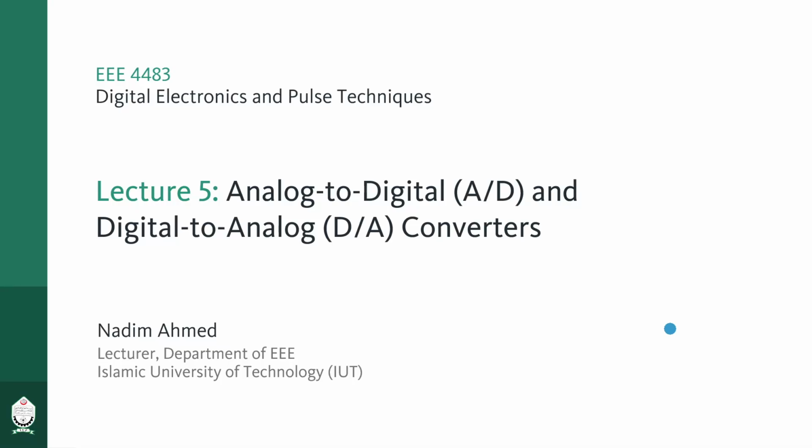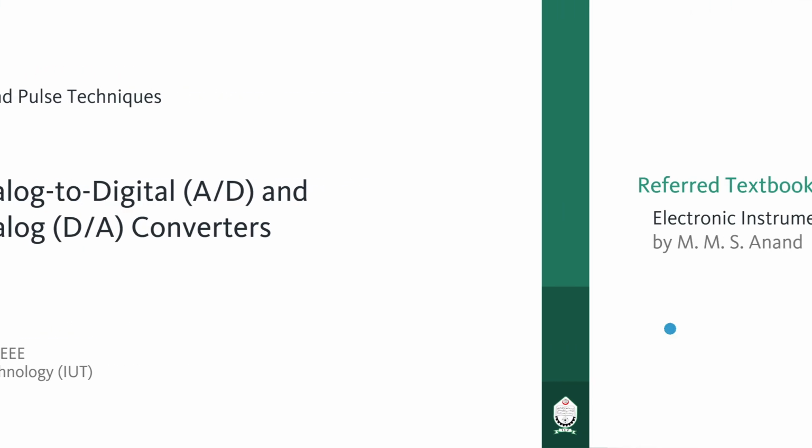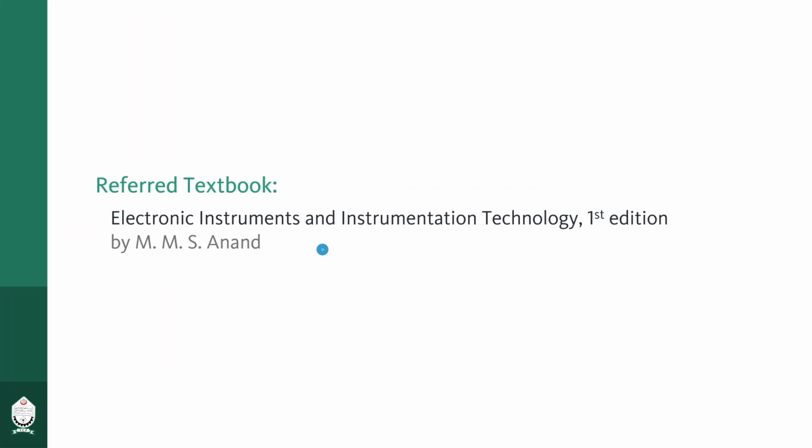Hello everyone, this is the fifth lecture of our course EEE 4483. In this lecture we will try to understand the details of analog to digital and digital to analog converters, and most of the contents for this lecture I took from this book, so you can go through that if you want. So let us start.